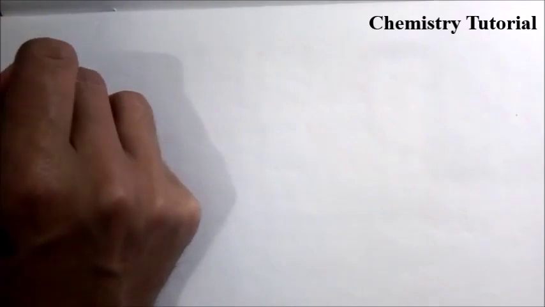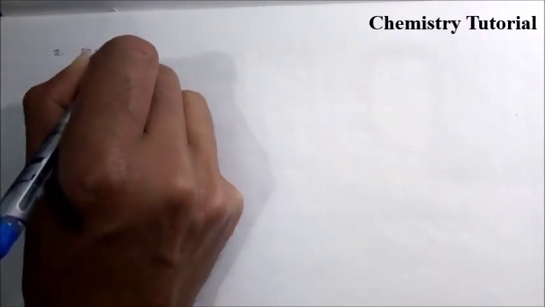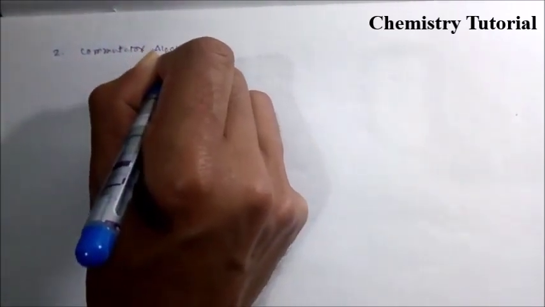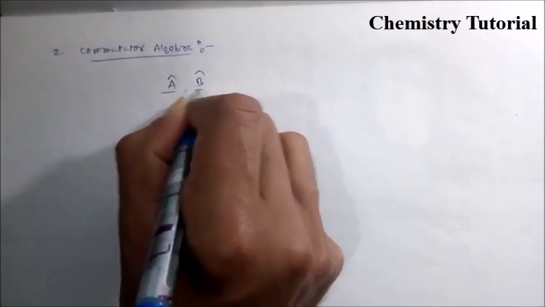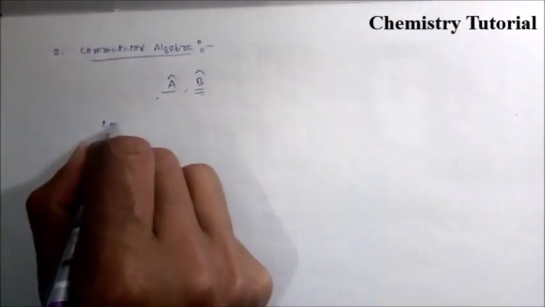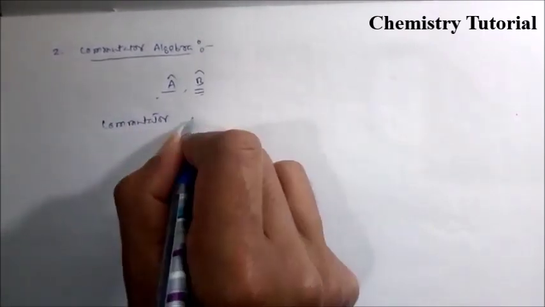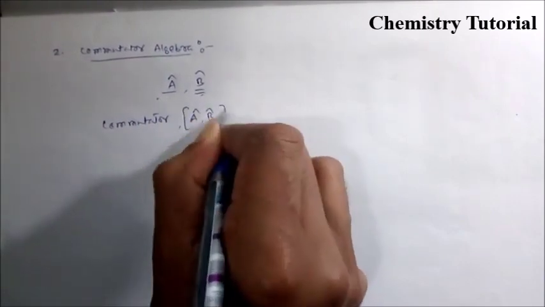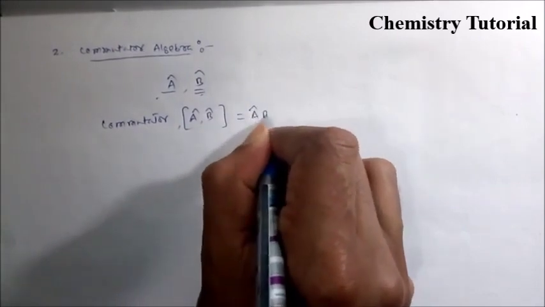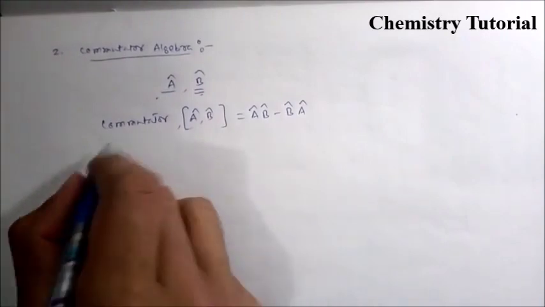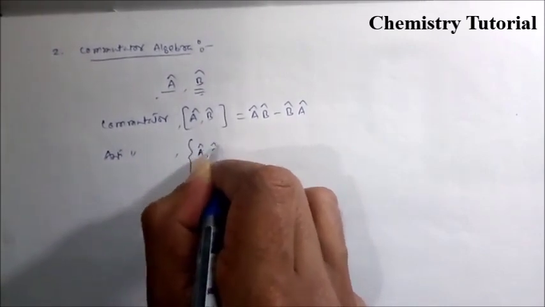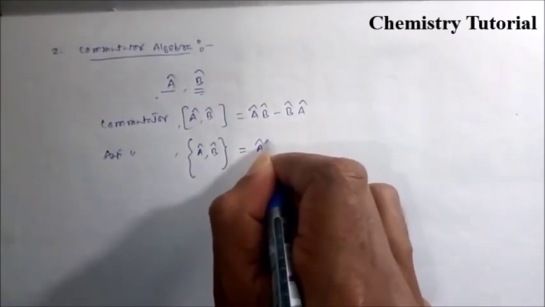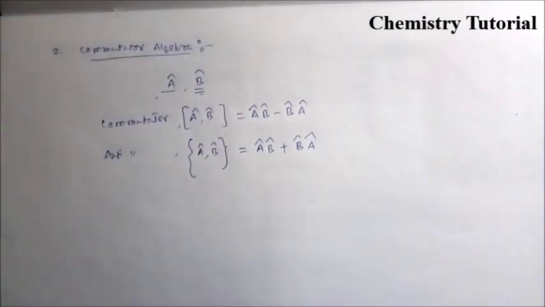Now we'll discuss commutator algebra. Suppose there are two operators A and B, right? These are two operators, and their commutator is given by [A cap, B cap], the commutator of A cap and B cap, which is A cap into B cap minus B cap into A cap. And their anti-commutator is given by the bracket A cap comma B cap, which is A cap into B cap plus B cap into A cap. This is the anti-commutator expression and this is the commutator expression.